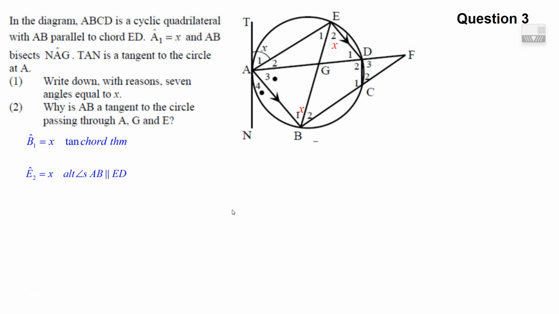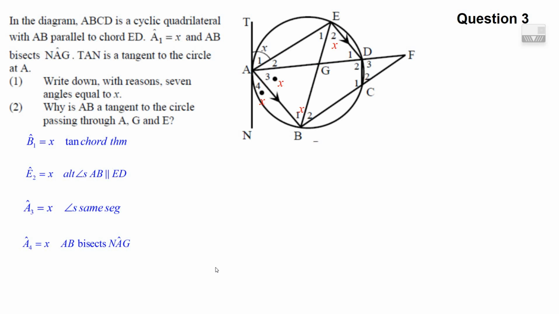And then what did I do? I've got E2, so maybe I could get 2 angles that open up to the same segment. Oh, I did. A3 is equal to X. Look at that, because it opens up to the same segment as E2, BD. So there you go. And A4 and A3, we were told that this line bisects it, so A4 must equal X because AB bisects the angle NAG. Well, there's 4 all done pretty quick.